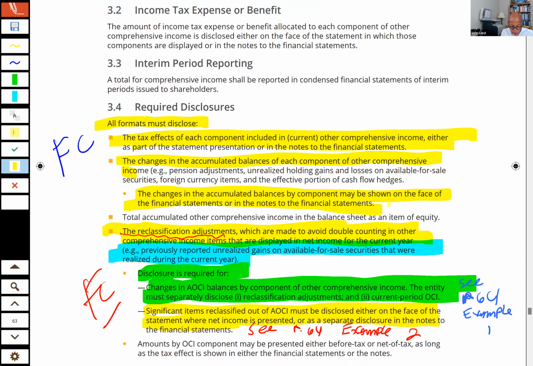And then the total accumulated other comprehensive income has to show on the balance sheet as an item of equity. And I'm sure you've seen that if you looked at a company's financial reports. You've seen down in the stockholders' equity section, you have retained earnings, you have what? Accumulated OCI is down there as well.